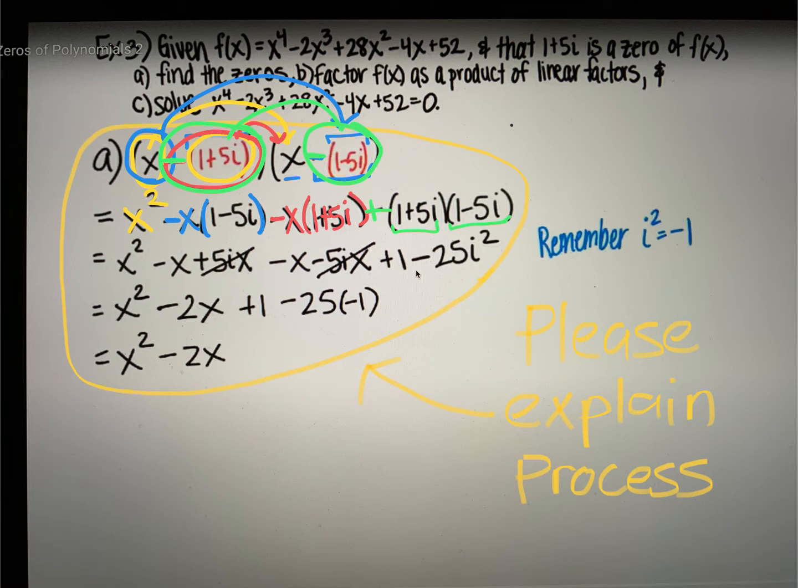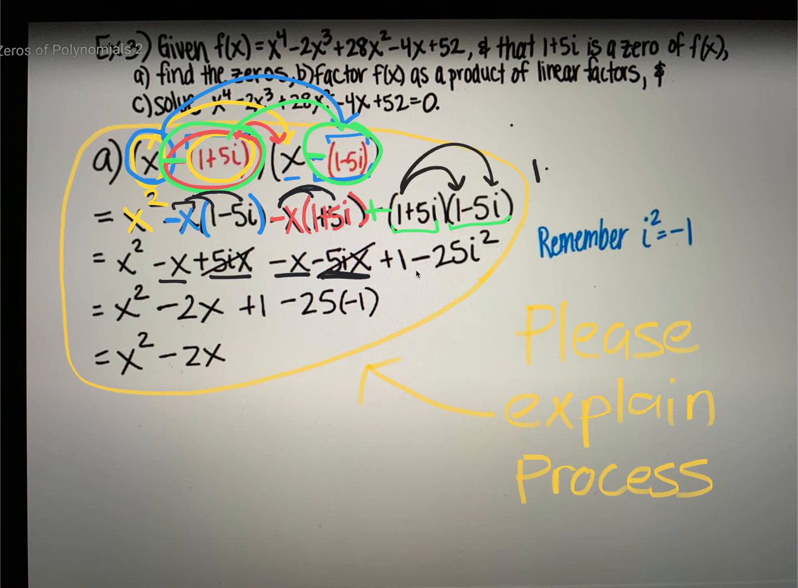So then the next step that happened was distributing. So they took the negative x and distributed it to the complex number. That makes negative x plus 5ix. Then negative x times 1, negative x, and then negative x times the 5i will be negative 5x. The very last term, 1 times 1 makes 1.